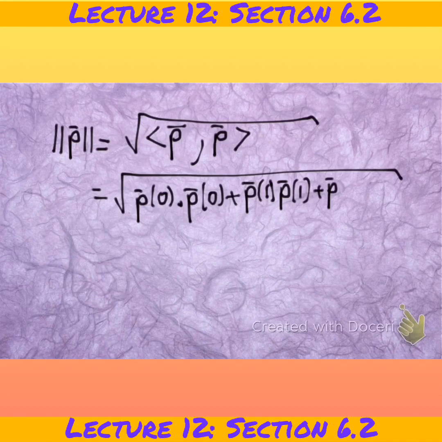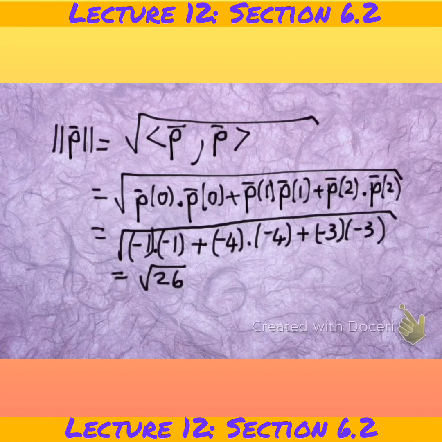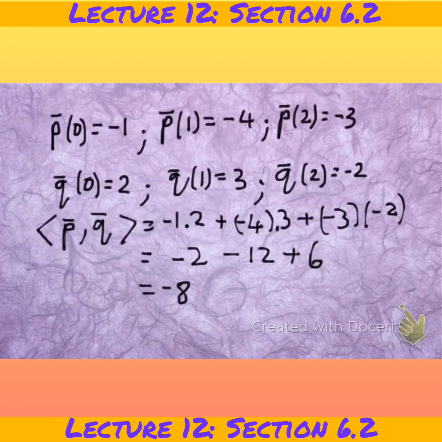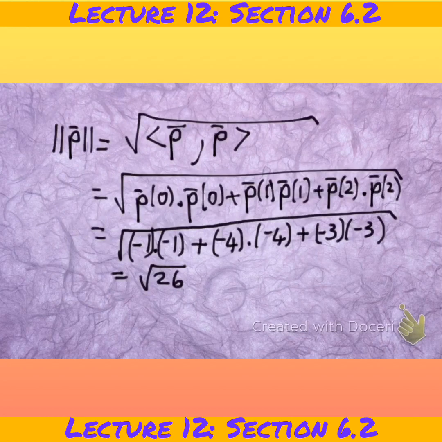And then you evaluate P at the point 2, and you multiply that with P at the point 2. Throwing that all together, we get the square root of 26. Now we can do the same for the norm of Q.